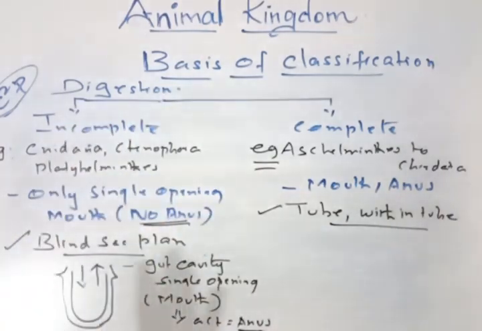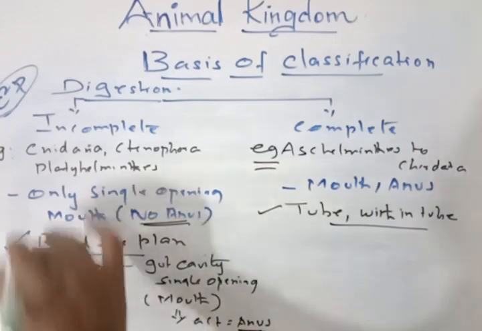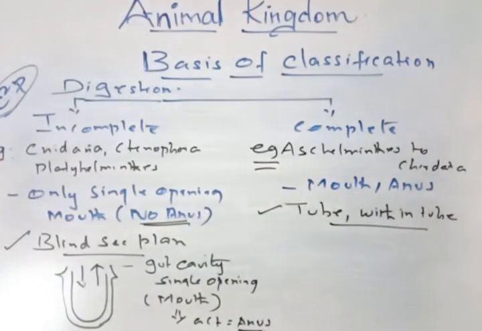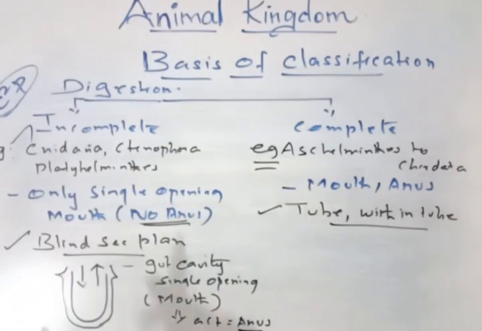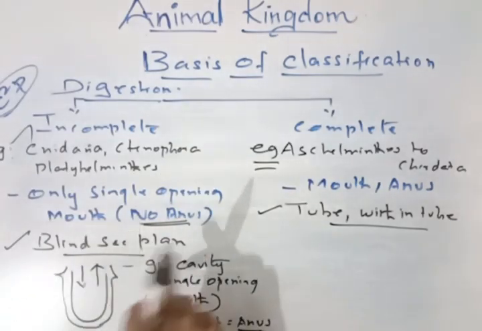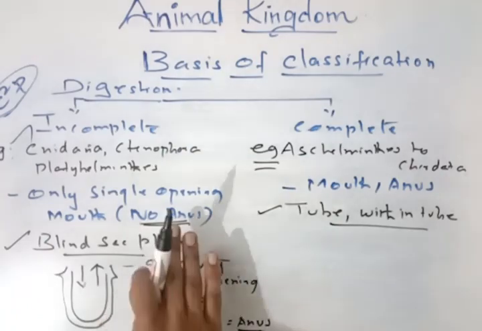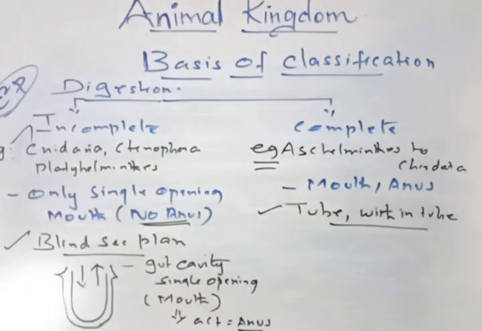Complete digestion, incomplete digestion, right? Examples, what are the examples you remember? Cnidaria, Ctenophora and Platyhelminthes. Why do we call it incomplete digestion? Because it has only a single opening, the mouth, no anus. So if they ask a one mark question, no anus is found in which type of phyla: Cnidaria, Ctenophora and Platyhelminthes.